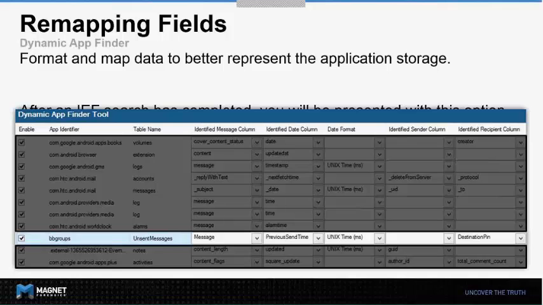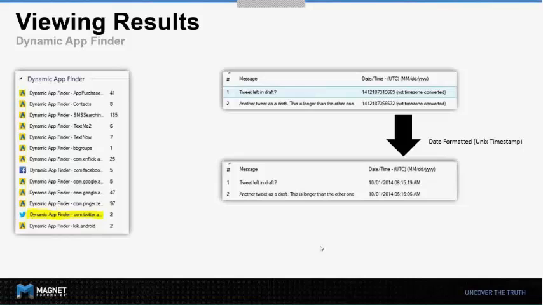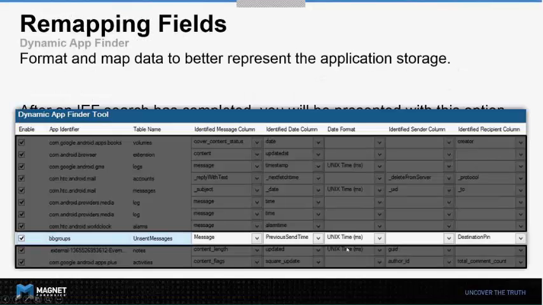And in this example, we've identified a message column, which was message, the sent time of the message, and a timestamp showing when the message was sent. And Dynamic App Finder strives to get the best data here, but you can actually change these. If you find that there's another timestamp that you feel fits better with that column, you can actually switch this.